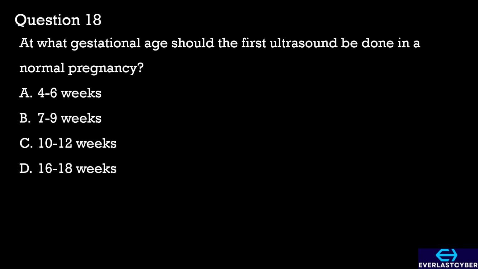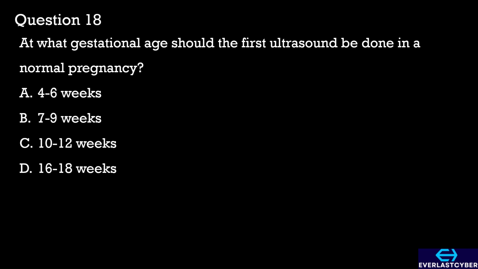Question 18. At what gestational age should the first ultrasound be done in a normal pregnancy? A, 4 to 8 weeks. B, 7 to 9 weeks. C, 10 to 12 weeks. D, 16 to 18 weeks.